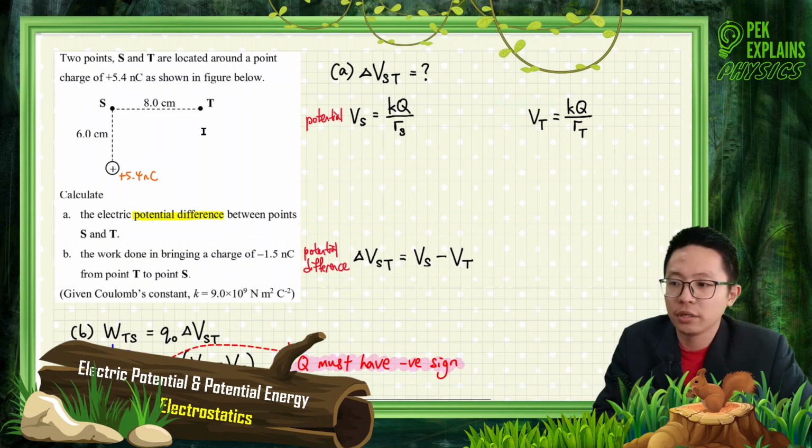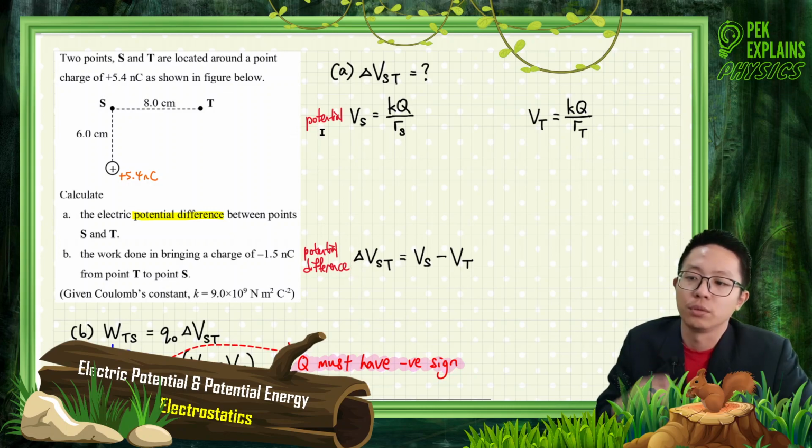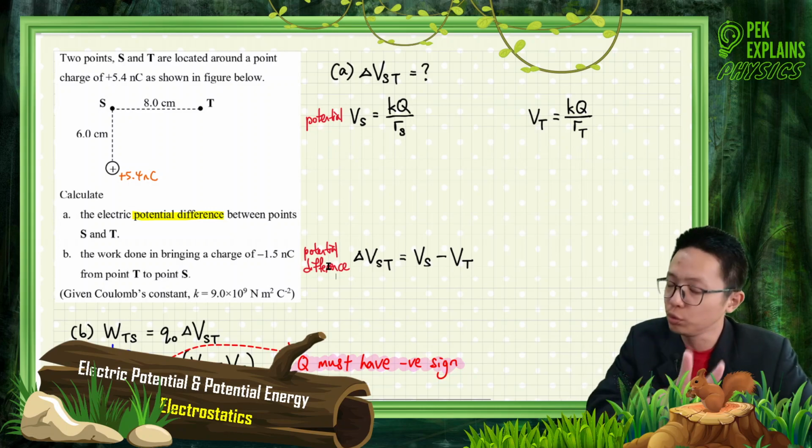Potential means potential at only one point. You only refer to one point. Potential difference means it refers to two points, the difference in potential between two points. Potential difference between S and T, two points. So what's the difference in potential between Vs and Vt? That's why you need to use Vs minus Vt to find the potential difference. That is the delta V. The potential is only for one point. Potential difference is the difference between two points.